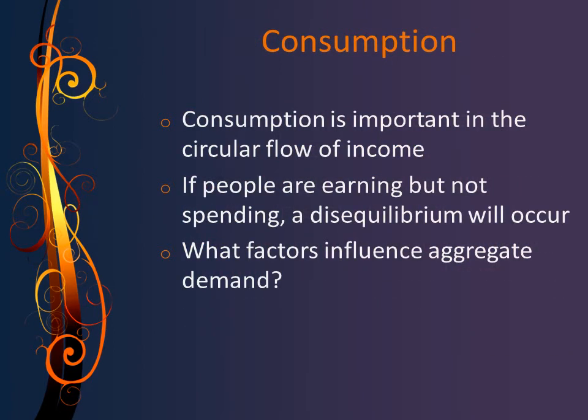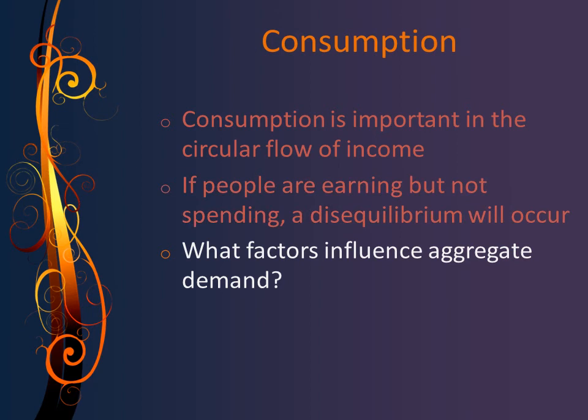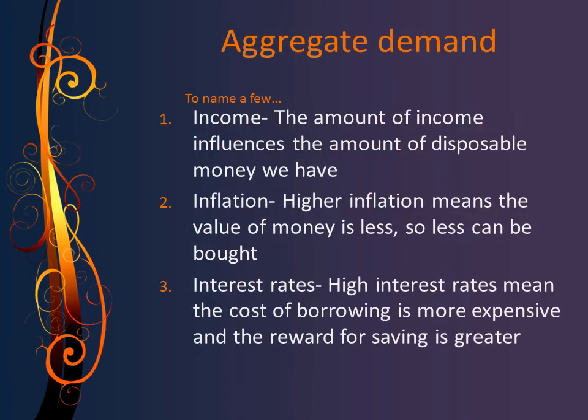Consumption in the circular flow of income is very important. If people are earning but not spending, a disequilibrium will occur. So what factors actually influence aggregate demand? To name a few: income. The amount of income people get influences the amount of disposable money we have. And disposable money is just the amount of income we have after all taxes are paid.